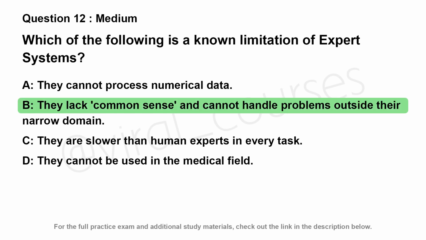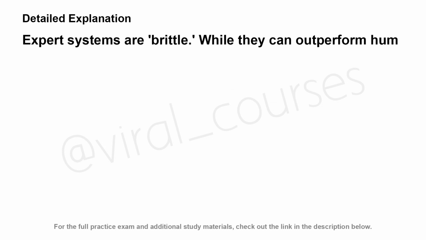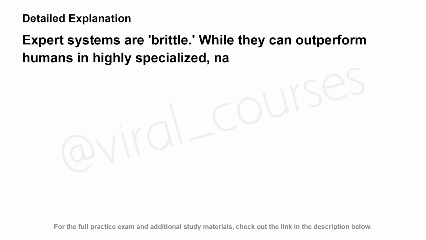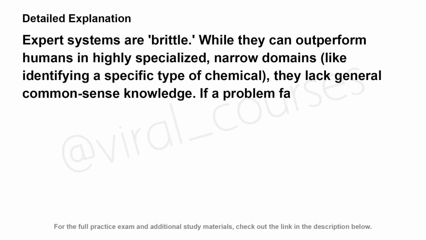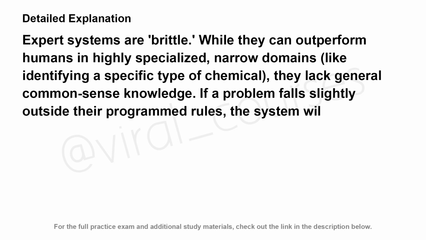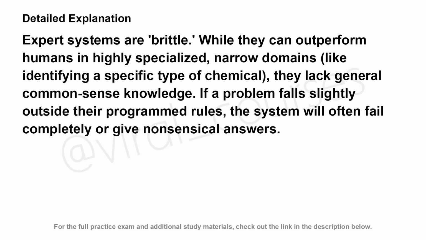The correct answer is B. Expert systems are brittle. While they can outperform humans in highly specialized, narrow domains, like identifying a specific type of chemical, they lack general common sense knowledge. If a problem falls slightly outside their programmed rules, the system will often fail completely or give nonsensical answers.